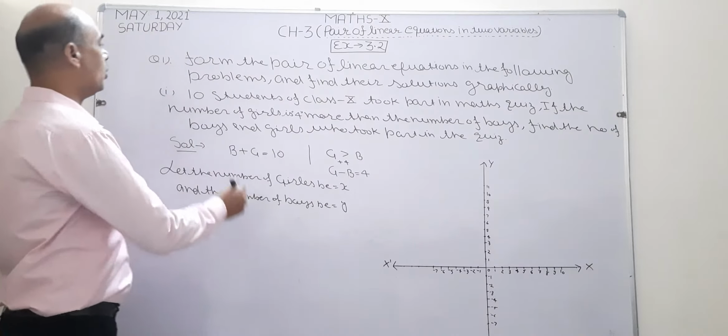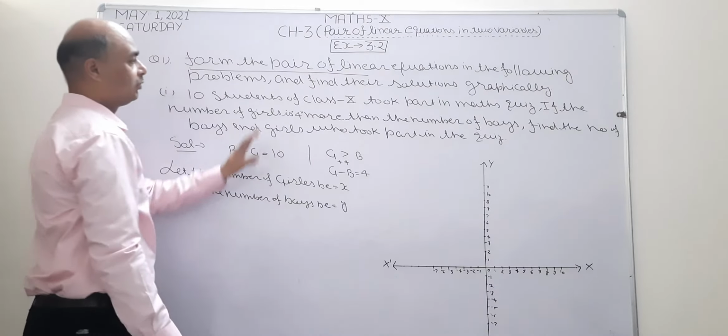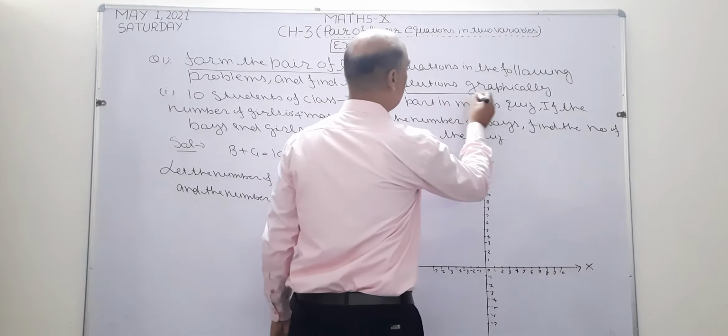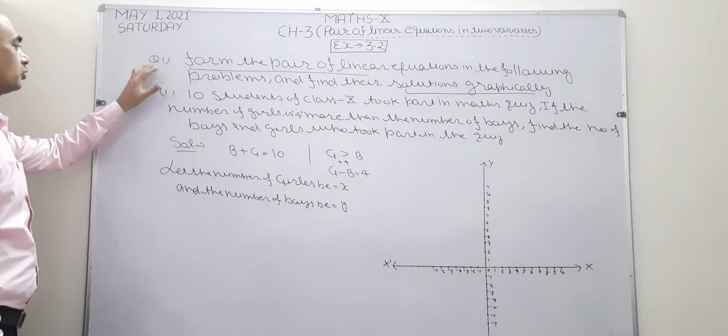First we have to form a pair of linear equations from the given statement. After that we have to draw its graph. We have to find its solution graphically. Now see the first part of the first question.